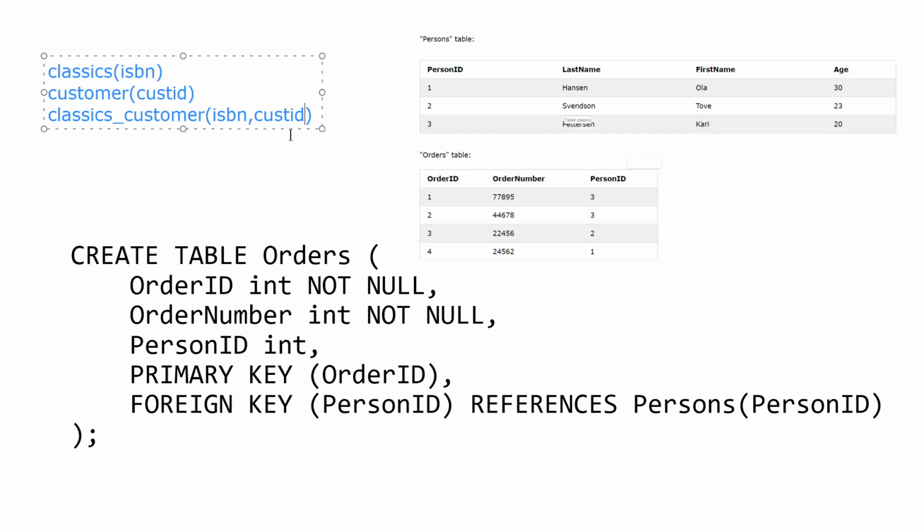Now, at the same time, think about what should happen if you delete something. When you have foreign key references, we have to think about what should happen when you delete something. For example, what should happen if you remove a record in a classics table, or if you remove a record in a customer table, or if you update something? So what should happen?